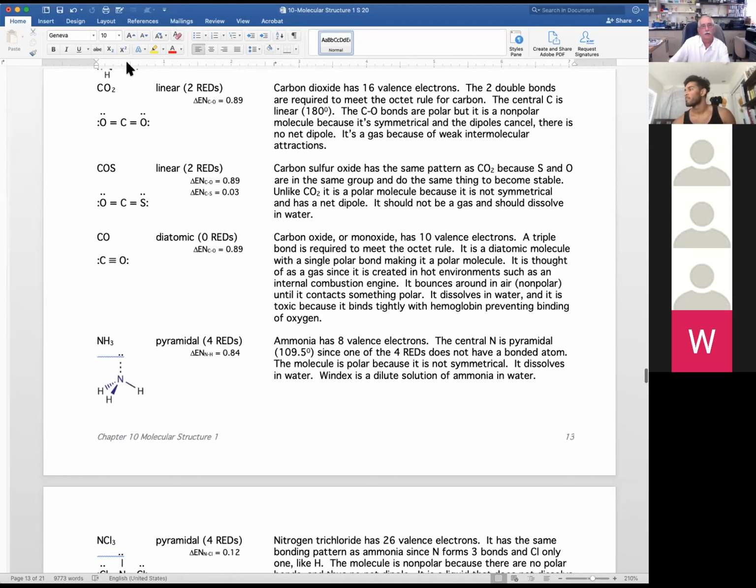So here's carbon dioxide. We just went through that. What if I were to change one of the oxygens to a sulfur? You see how this is symmetrical? Notice that the bonding pattern is the same because oxygen and sulfur are in the same group. So similar bonding patterns, but now it's not symmetrical. So this one is nonpolar, this one is polar. That's a polar molecule.